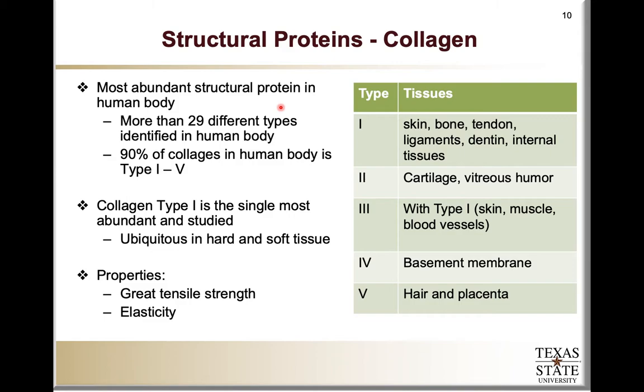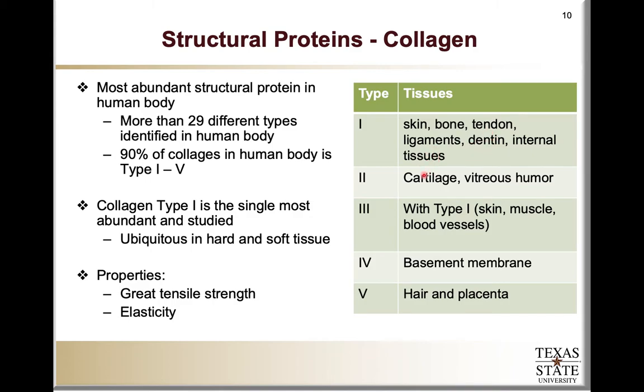All right, so to begin with, we have collagen here. Collagen is actually the most abundant structural protein in the human body. In fact, about 25% of the human's protein mass is based on collagen. There are more than 29 different types of collagens in the body, but out of those, 90% of the collagen is actually one of these 5 types, 1 through 5. Number 1 is ubiquitous in both soft tissue and hard tissue. It is found in skin, bone, tendons, ligament, internal tissues, etc.